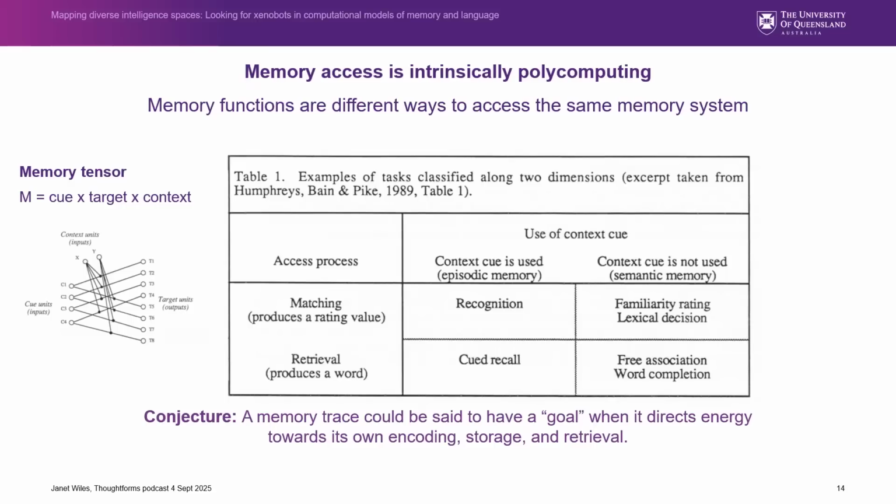And you might think of coffee. So the conjecture here is that a memory trace could be said to have a goal when it directs energy towards its own encoding, storage, and retrieval, though it doesn't necessarily need to be doing all of that initially. A trace could be just an encoding, which the organism is not necessarily putting energy into. And then if it is useful, you can imagine an evolutionary process that encodes it to the point where it becomes critical for the organism, and so ends up with energy being put into a particular type of encoding.